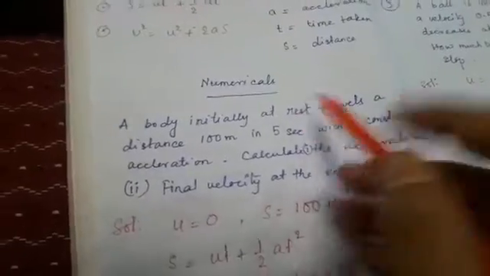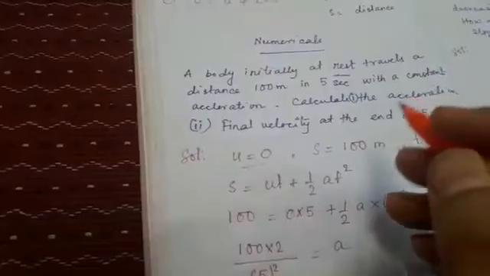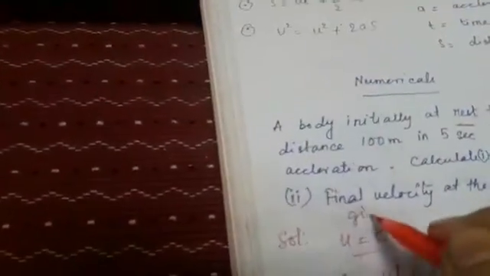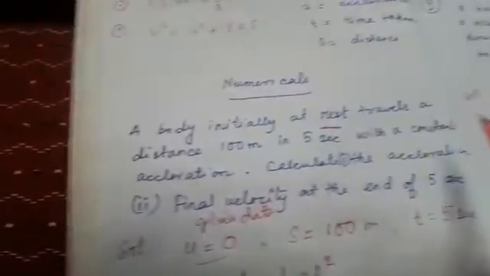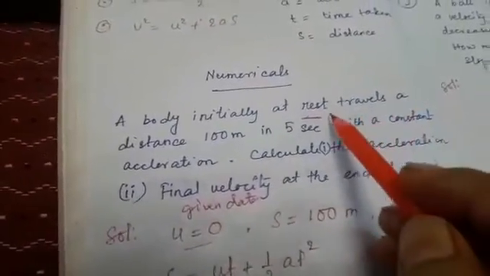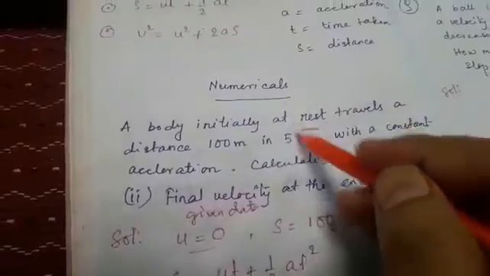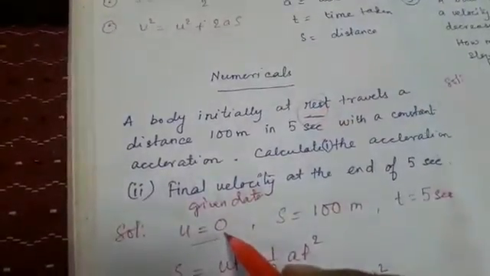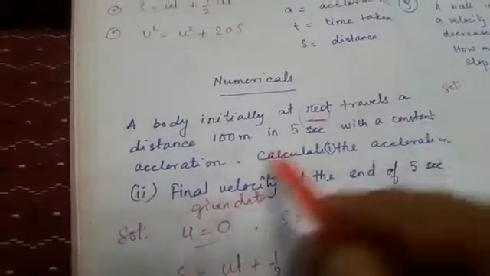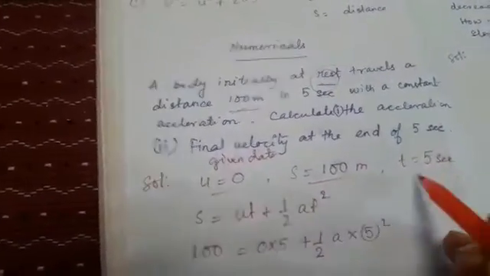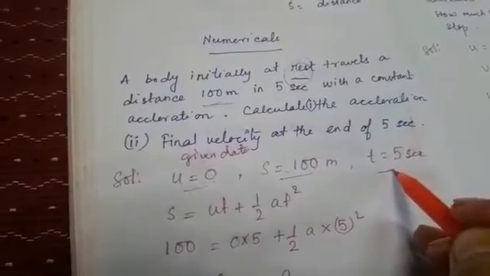Now see students, first line, a body is initially at rest, right? So by this term, initially at rest, we are getting u = 0. These are our given data. Now we got u = 0 because the body is initially at rest. Next, it travels a distance of 100 meter. Now see, the distance given is how much? 100 meter, and time is also given in the question, 5 seconds.